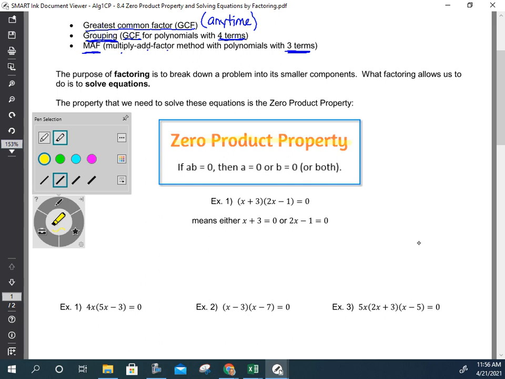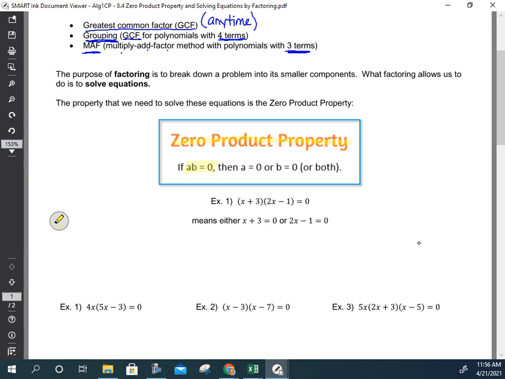Zero product property. If you have 2 things being multiplied together and they're equal to 0, so A times B equals 0, that means either A has to equal 0, B has to equal 0, or both of them have to equal 0. So one, the other, or both. This is how this property works. It's actually very, very simple.